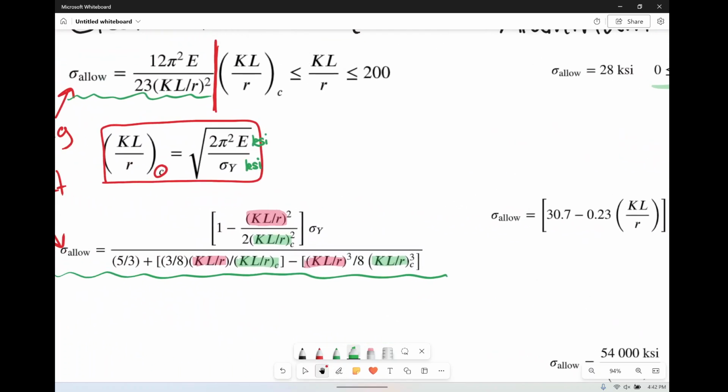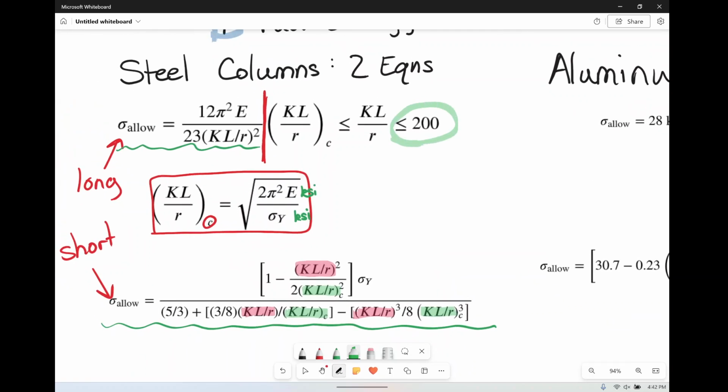Same thing with way over here with steel. There is technically an upper limit, and that's 200. And if you exceed that, well, you can't have a column that slender. Hate to tell you that.